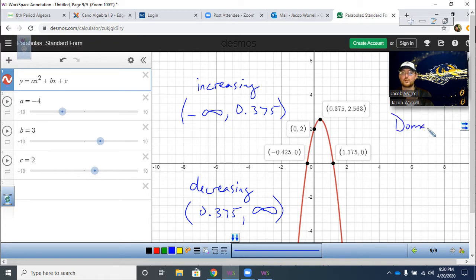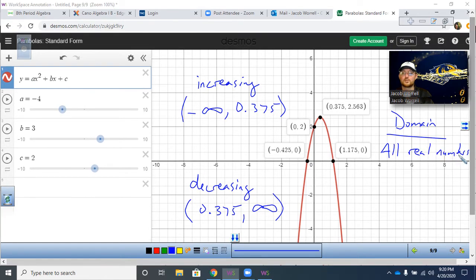Another thing we can look at is domain, or what are all the possible x values that would work. What x values can I plug into this equation over here and always get an answer? Well, the cool thing about quadratics is all numbers for x work. So all real numbers are possible for the domain. Okay, all x's are possible.